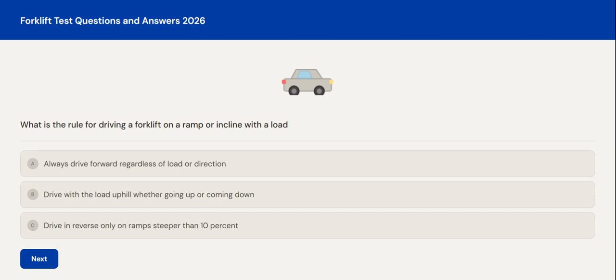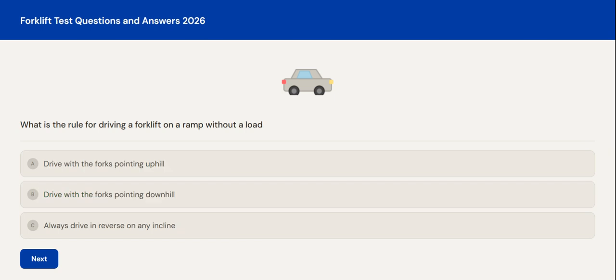Let's keep going. What is the rule for driving a forklift on a ramp or incline with a load? Drive with the load uphill, whether going up or coming down. Load uphill means load in front going up, load behind going down. This keeps the weight distribution on the correct side of the stability triangle at all times.